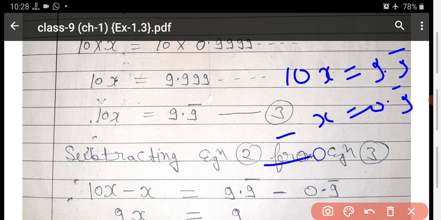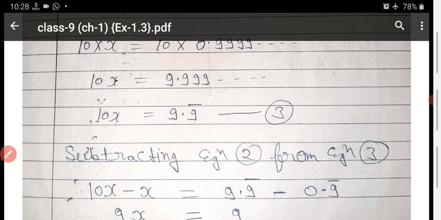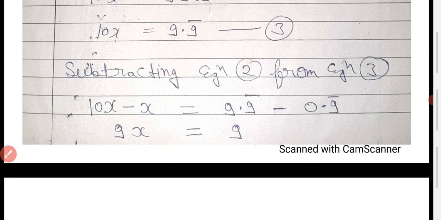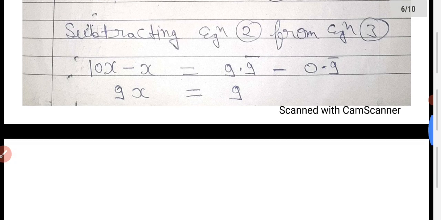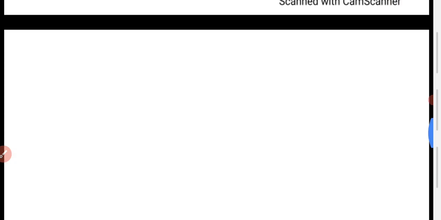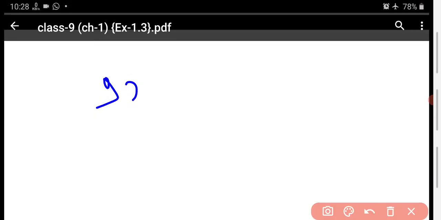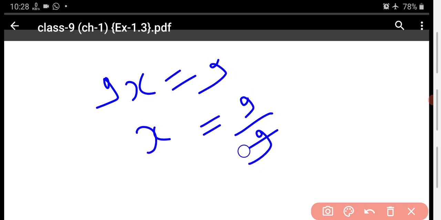Now subtract, what will you get here? The decimal part becomes 0, only 9 remains, so it becomes 9x. So 9x is equal to 9 you get here. When you find the value of x, 9x is equal to 9, then x is equal to 9 by 9, just cancel, so x is equal to 1.